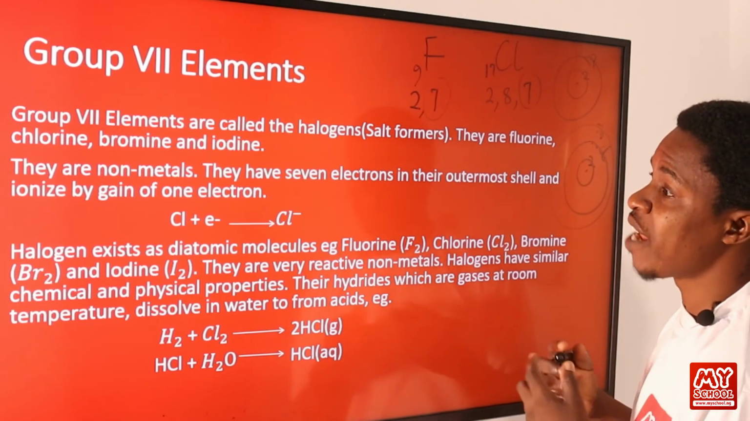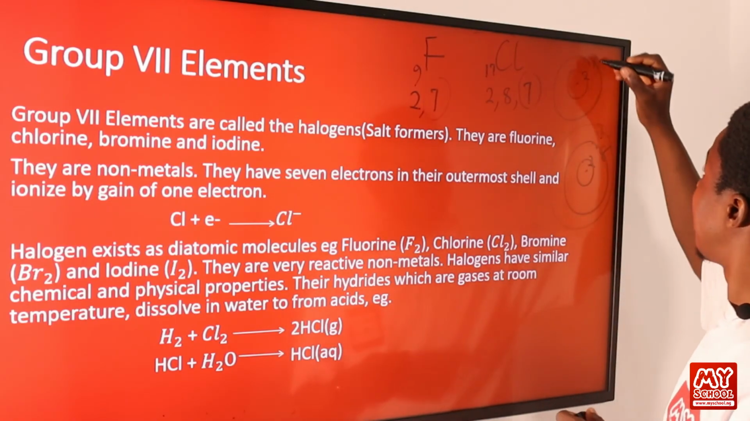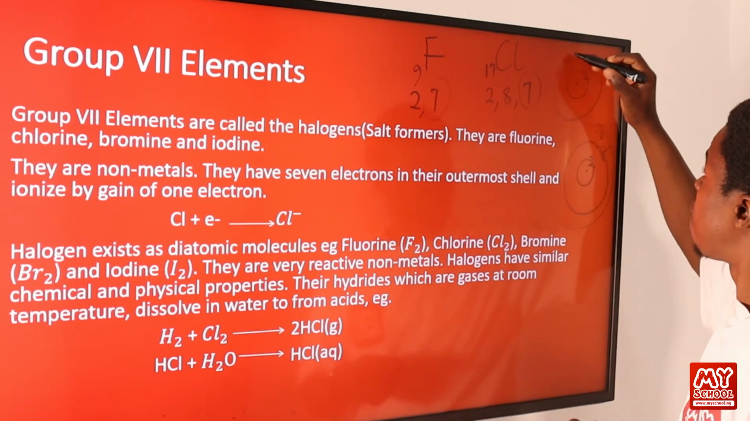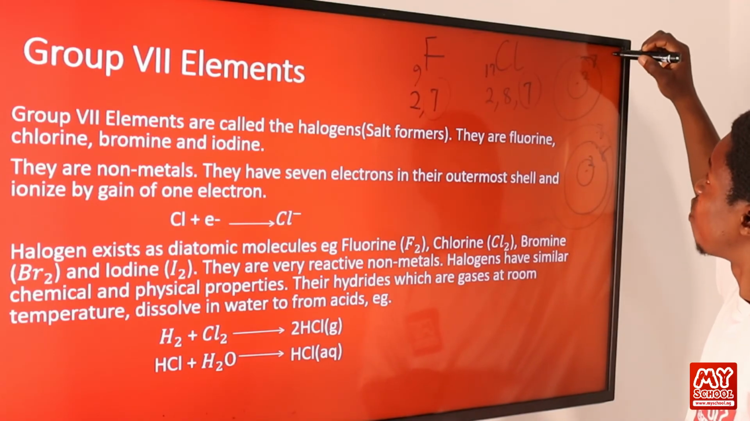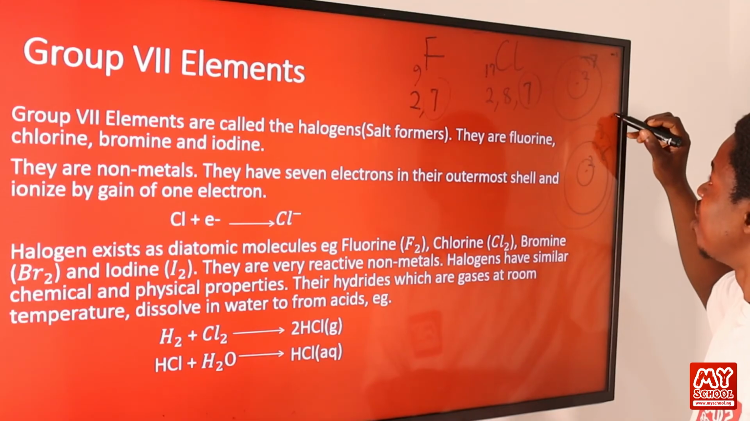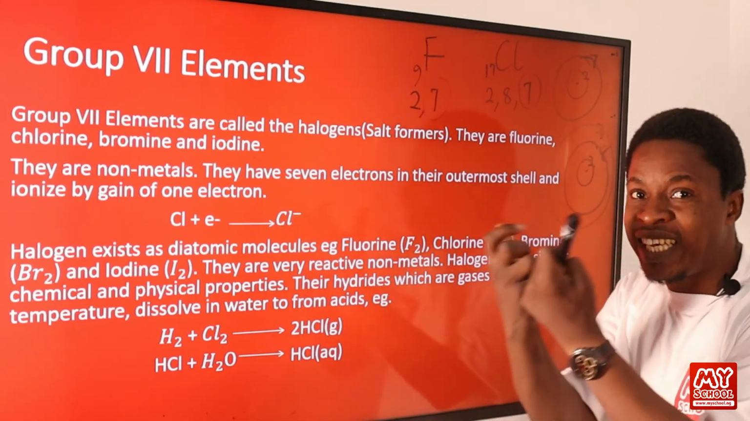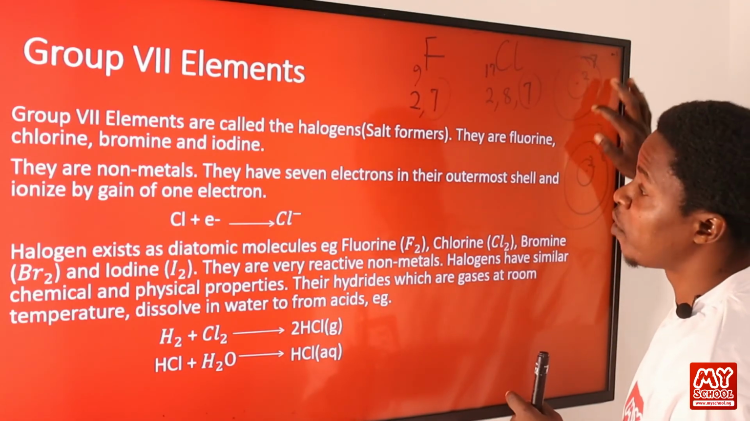So we say they ionize by gain of 1 electron. The reason being that there's 7 electrons here, and we said that for this to be completely filled, it must be 8, and we have 7 here. So it needs just what? 1. So that's why we say it is -1. The same thing happens here, it needs 1 electron. So that's why it will ionize by what? By gaining or accepting 1 electron, so that this will be completely filled.